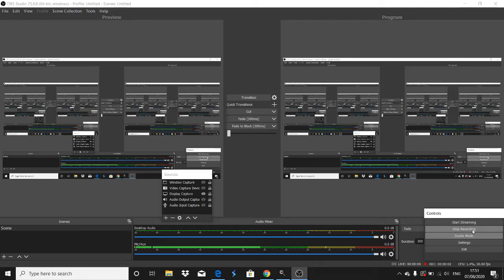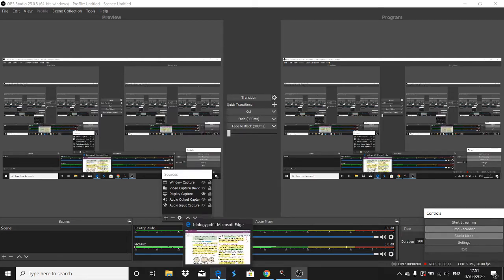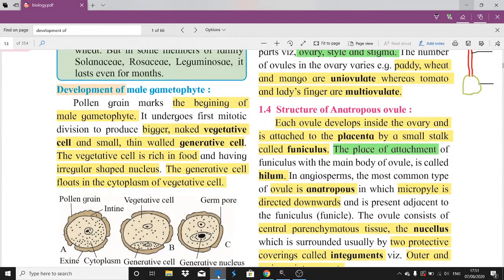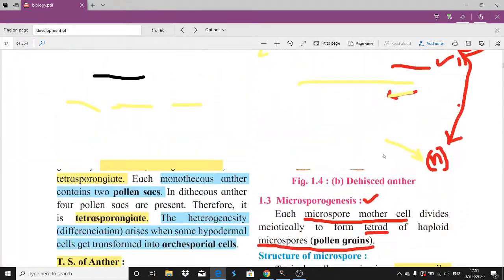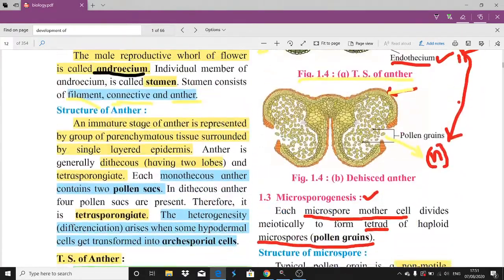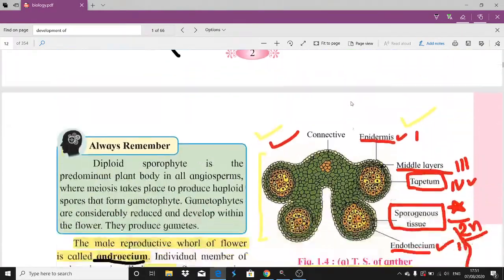Hello students. So we have started our first lesson, reproduction in lower and higher plants, and this is our third lecture of that lesson. In the last lecture I explained the detailed structure of the TS of anther, right?